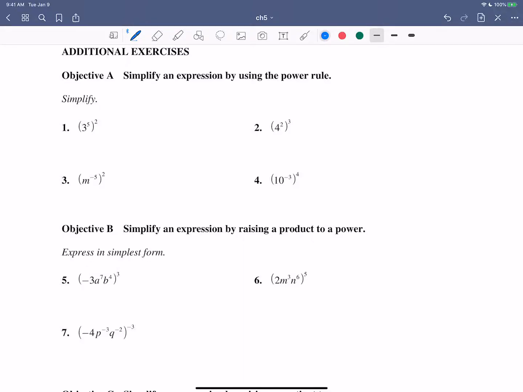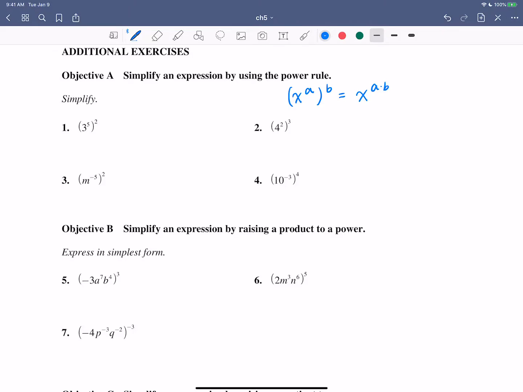Objective A. Simplify an expression by using the power rule. If you remember the power rule, it's talking about raising an exponent to another exponent. So let's say we have an exponent x to the a, and we want to raise it to another power of b. In this case, we simply multiply the two powers, and we rewrite as x raised to the a times b. Let's look at some examples.